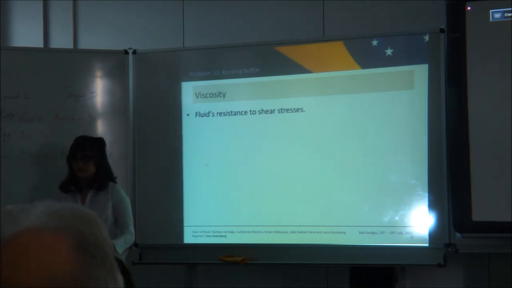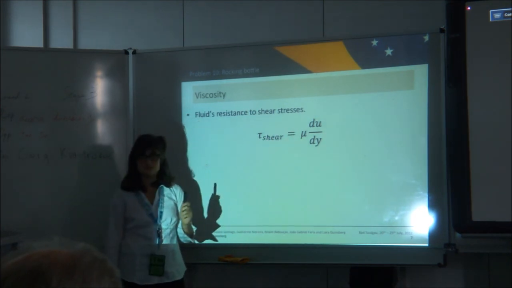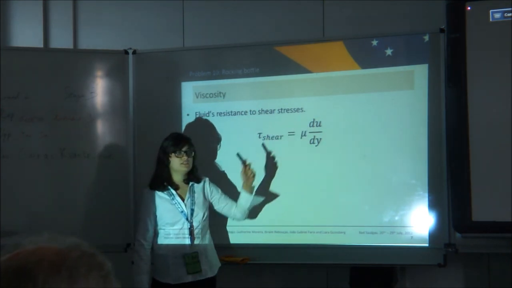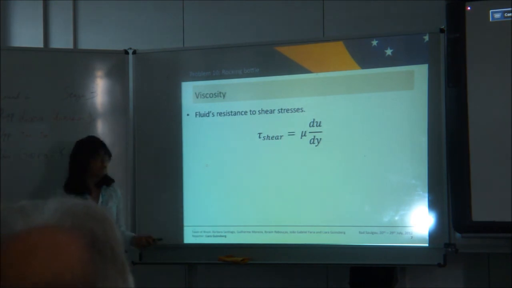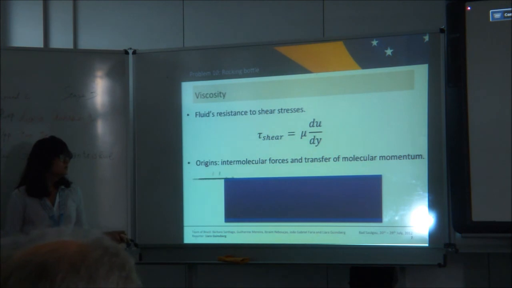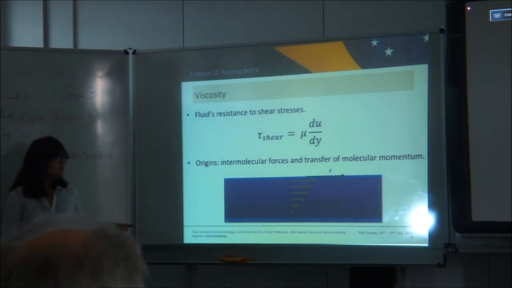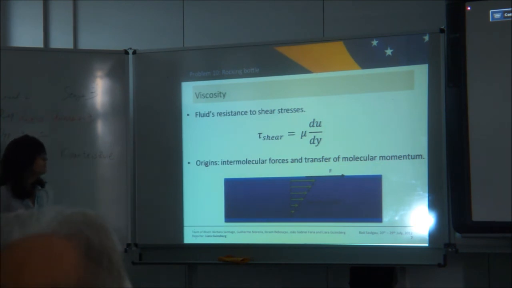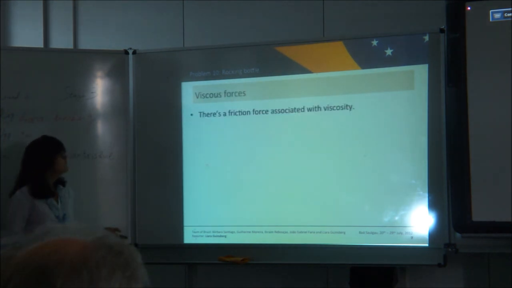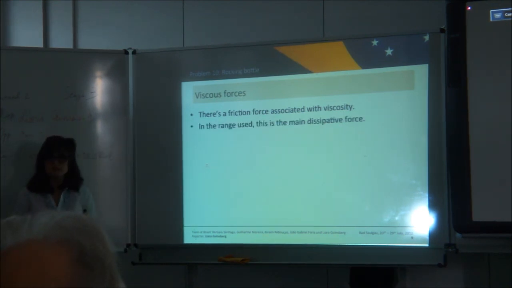Viscosity is fluid resistance to shear stress, and shear stress is given by μ, that is the viscous coefficient, times U, that is velocity, over Y, the coordinate. The origins are in the intermolecular forces and the transfer of molecular momentum. And here we can calculate the velocity profile for some flows. There is a friction associated to viscosity, and in the range we use it for water, engine oil, and glycerin, this is the main dissipative force.